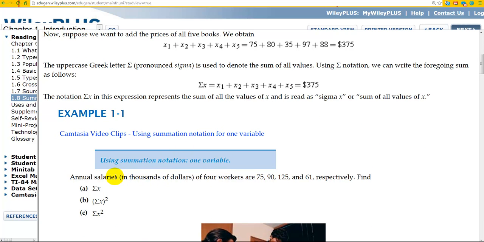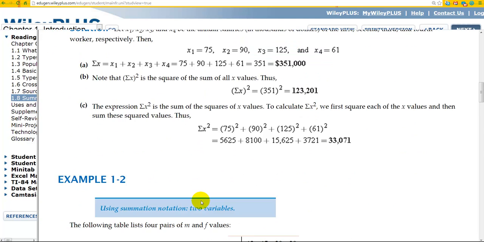So here they're saying, for example, annual salaries in thousands of dollars for 4 workers, so I guess it's supposed to go from 1 to 4, are 75, 90, 125, and 61 respectively. Find this. What does that mean? That means add up these things: 75, 90, 125, and 61. What does this mean? Add them up and square it. So there's a difference between this and this. This one means add them up first, so 75 plus 90 plus 125 plus 61, and then take that number and square it. That's going to be different than squaring 75, squaring 90, squaring 125, and squaring 61, and then adding those up. That's what this one means. They give you the answers here, so you can read that if you didn't understand.